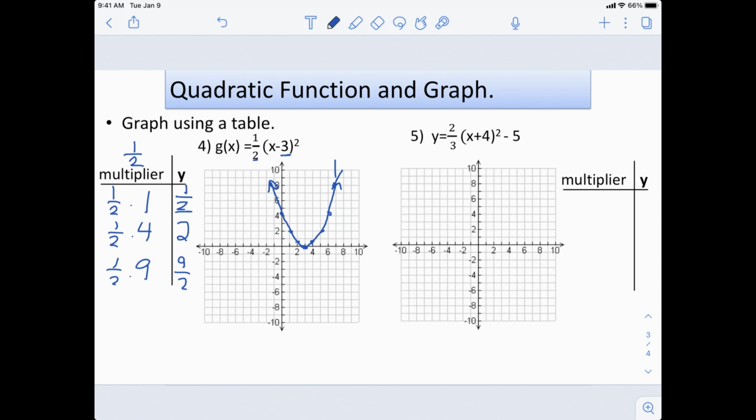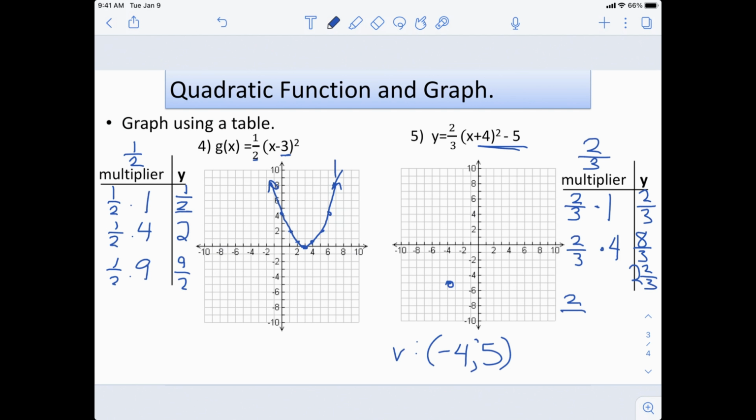All right, so let's look at this one. This one's interesting. The multiplier is 2/3. Now here it's going to show us our vertex. Our vertex is going to be -4, -5, because we are going 4 to the left and 5 down. So my multiplier, and yes, sometimes you're going to have crazy fractions, and that's okay. Times 1, that's going to be 2/3. And 2/3 times 4, that's going to be 8/3, which is approximately 2 and 2/3.